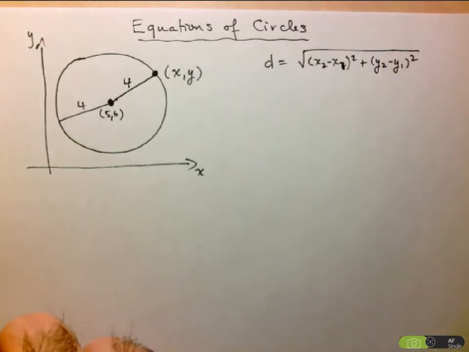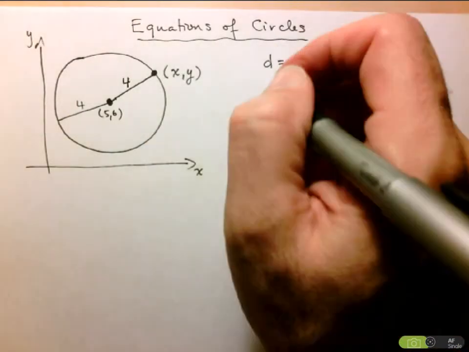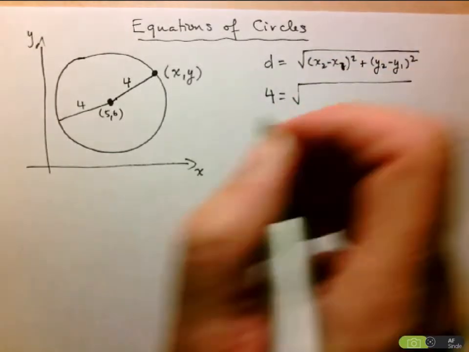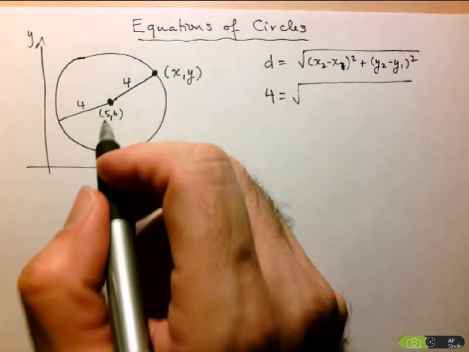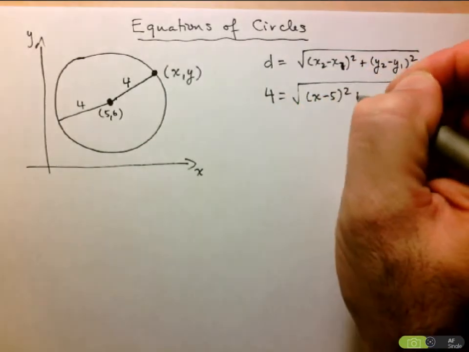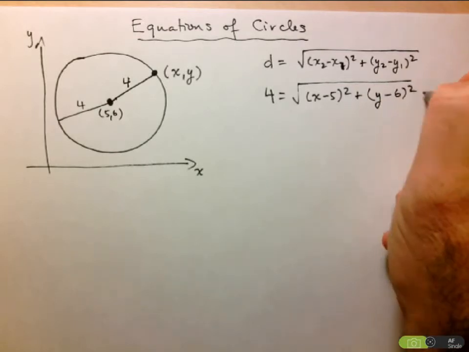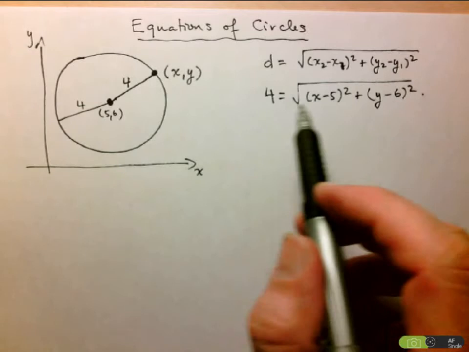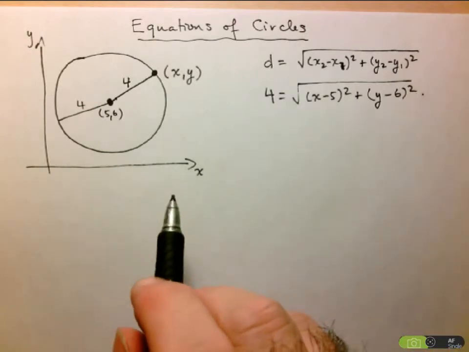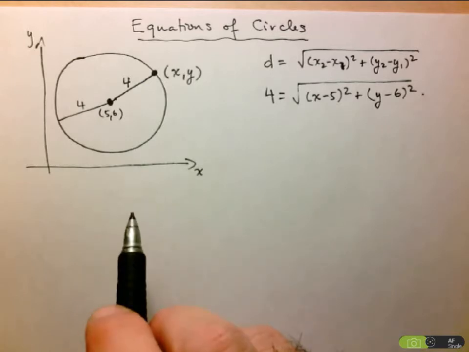Now in this case here, we know that for any point (x, y) on the circle, the distance has to be 4, and I'm always finding the distance to this center point (5, 6). So I can write here the square root of x minus 5 squared plus, and then y minus the y component of the center, so y minus 6 squared, equals 4. And what we have now is an equation that relates the x and y components of the circle in the same way that y equals mx plus b relates the components of any point on the line.